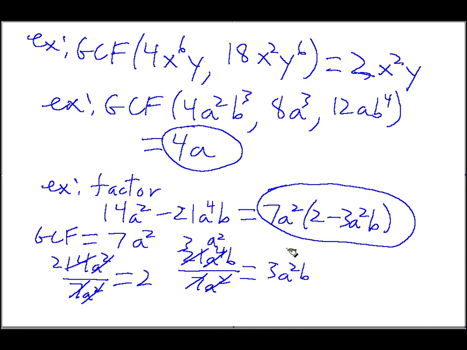Let's try another one. Let me clear off the screen here. It does take some practice, but once you get used to it, it happens very quickly. Let's try this one here. Let's look at 12m squared plus 6m minus 18. So let's go ahead and figure out the GCF right here first.